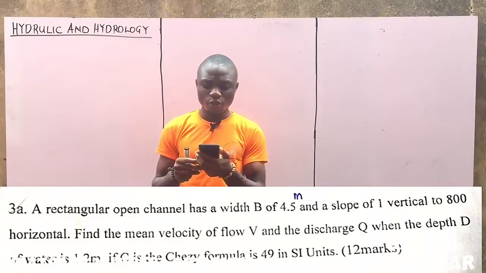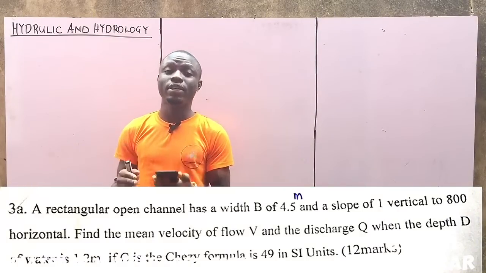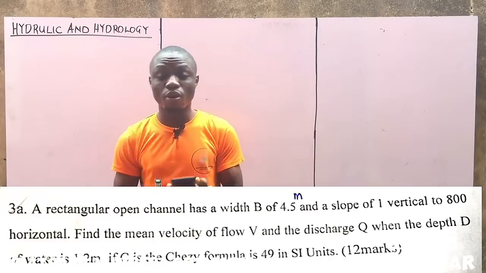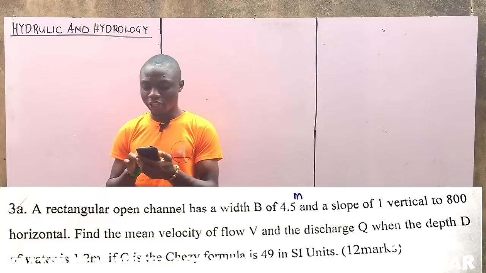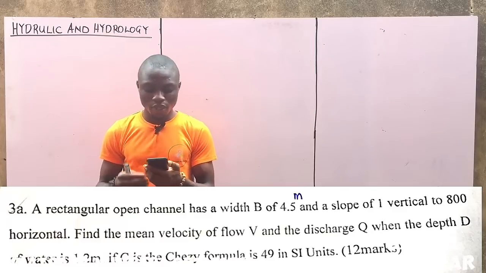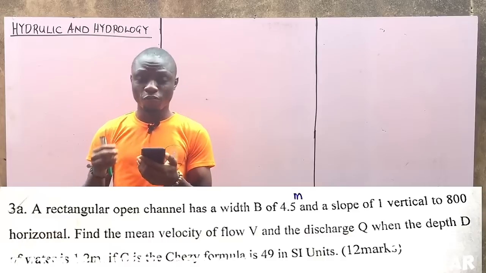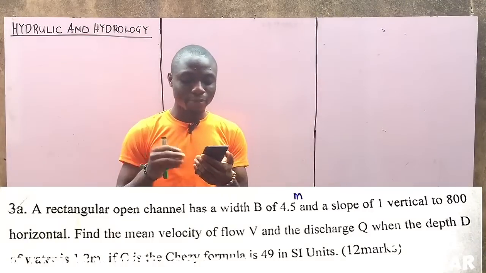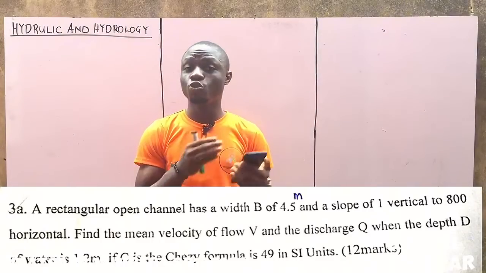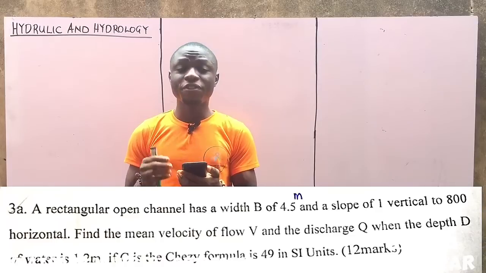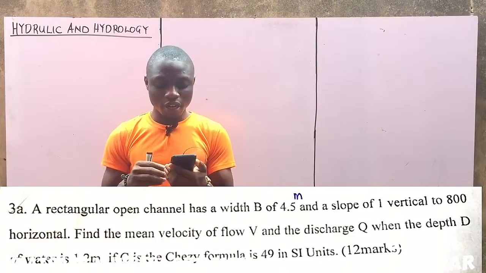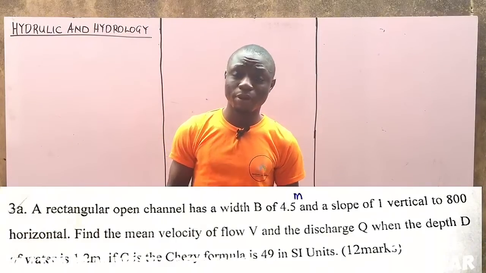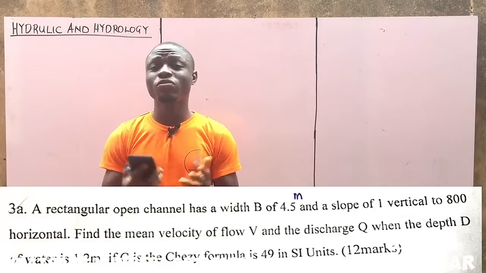The question says: a rectangular open channel has a width B of 4.5 meter and a slope of 1 vertical and 800 horizontal. Find the mean velocity of the flow V and discharge Q when the depth D of water is 1.2 meters. If C, the Chezy formula, is 49 in SI units. That question is about 12 marks, right? So how do you solve this question?